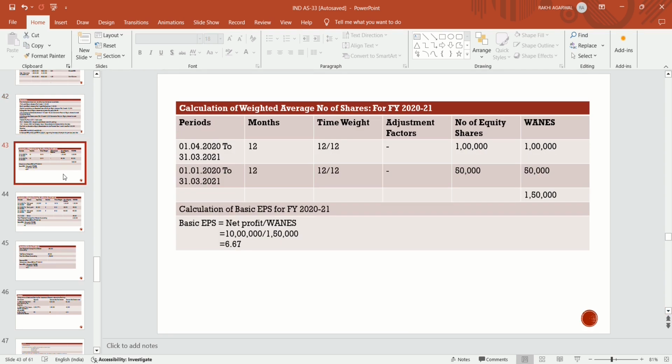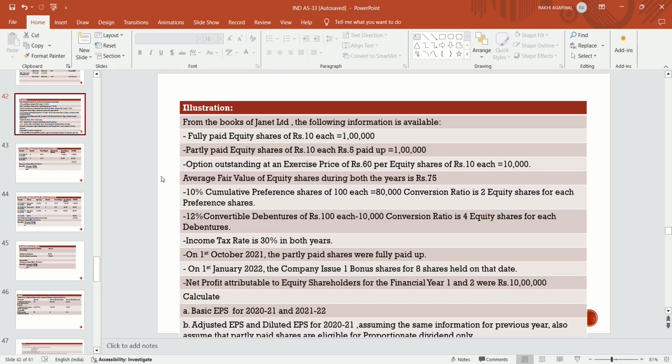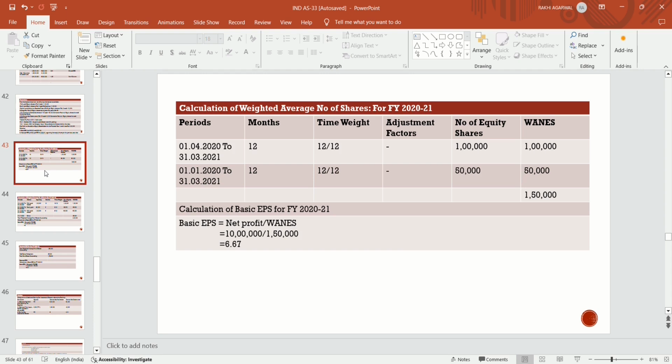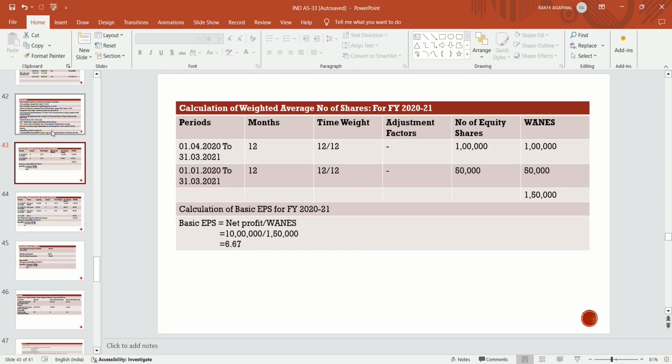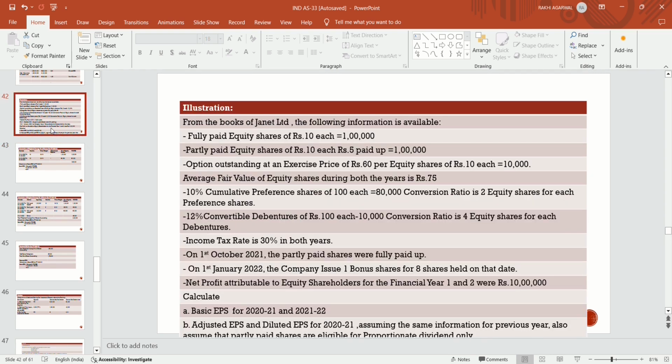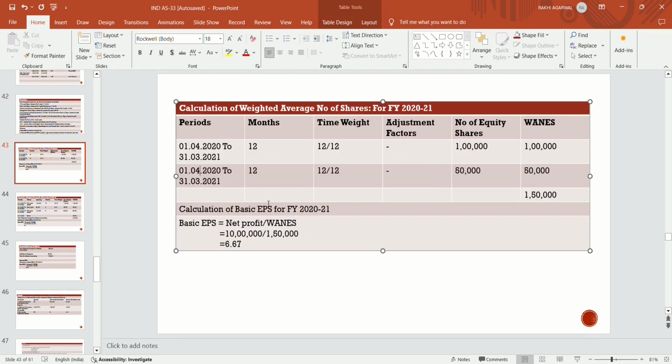We will calculate the weighted average number of equity shares for the financial year 2021, because in that year the partly paid shares are 1 lakh, on which rupees 5 is paid. So the fully paid equivalent becomes 50,000. From 1st April to 31st March 2021, a 12 month period, the time weighting factor is 12 divided by 12. The number of fully paid equity shares is 1 lakh, and the partly paid shares become 50,000 fully paid equivalent, because only 5 rupees is paid up on 1 lakh shares. So the total becomes 1,50,000.